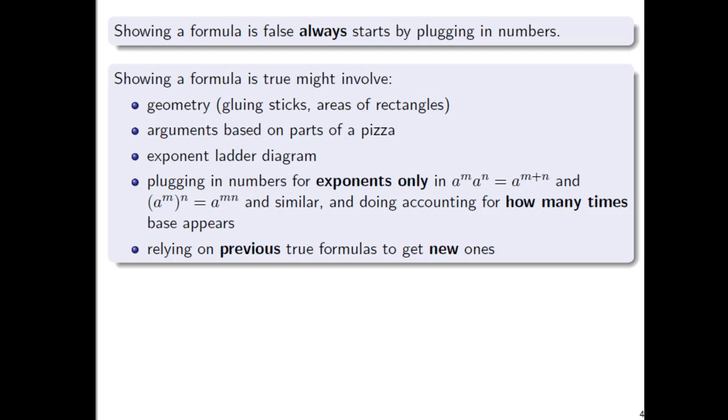Showing that a formula is false always starts by plugging in numbers. Showing a formula is true involves many different methods. It could be geometry, it could be based on pizza diagrams or that exponent ladder.